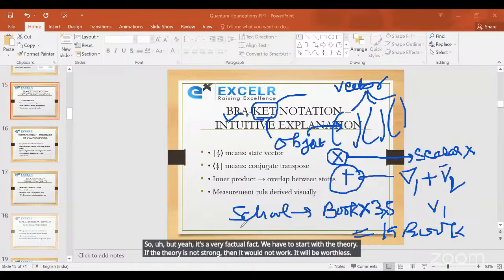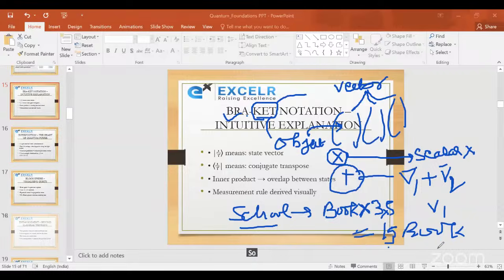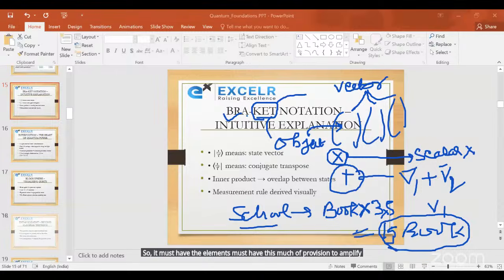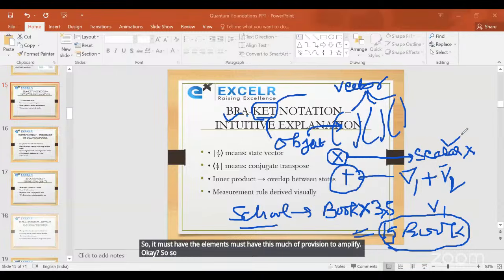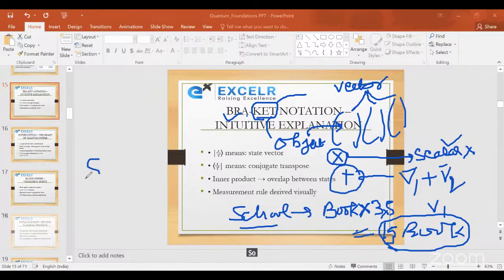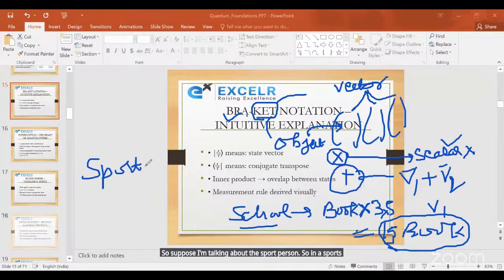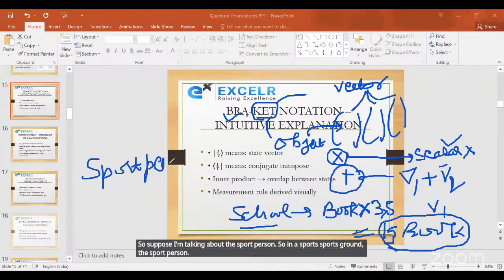So suppose in a school there is a book. This should be multiplied, so it will be 15 books. The elements must have this much provision to amplify. So this is scalar multiplication, and vector addition means the addition of the same type of vectors. Suppose I am talking about a sports person. In a sports ground, the sports person must be an element.